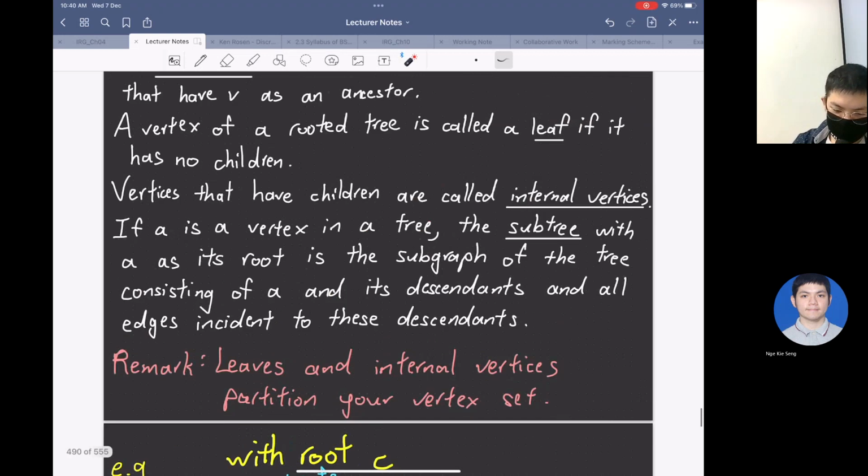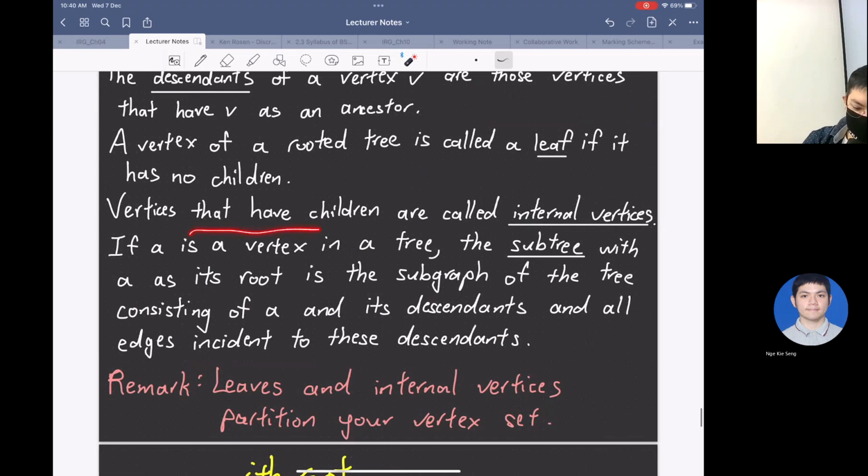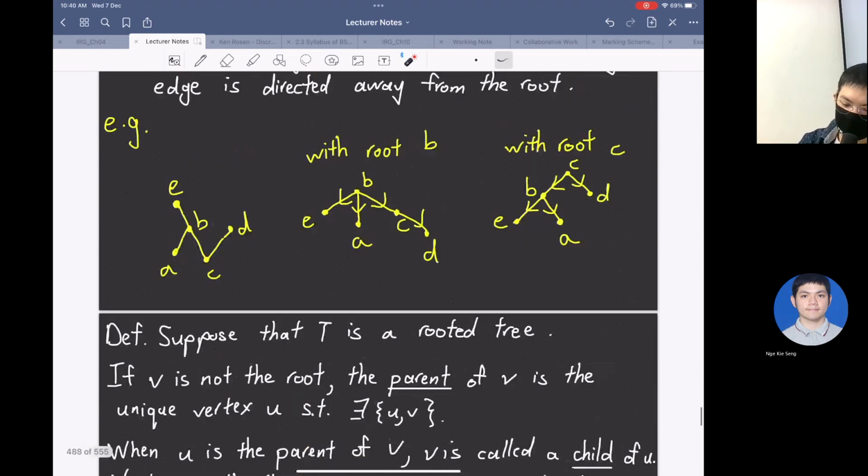And then the vertexes that have children are called internal vertexes. If you are not a leaf, then you must have children. So these are the internal vertexes. That means internal vertexes and leaves partition the vertex set.